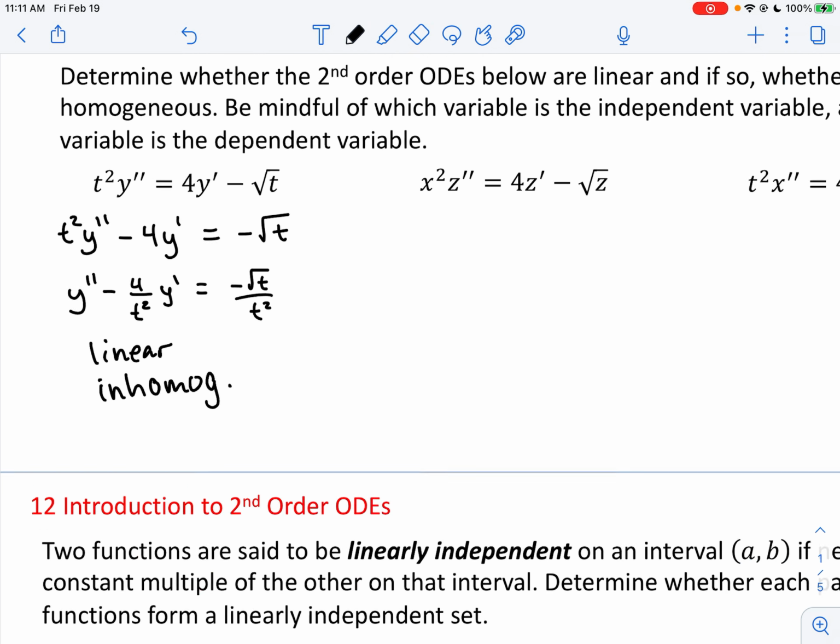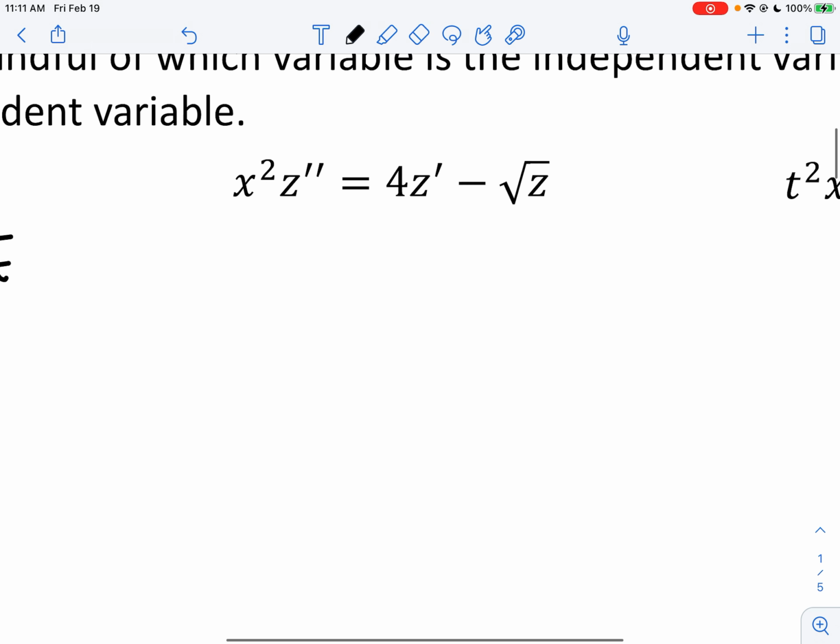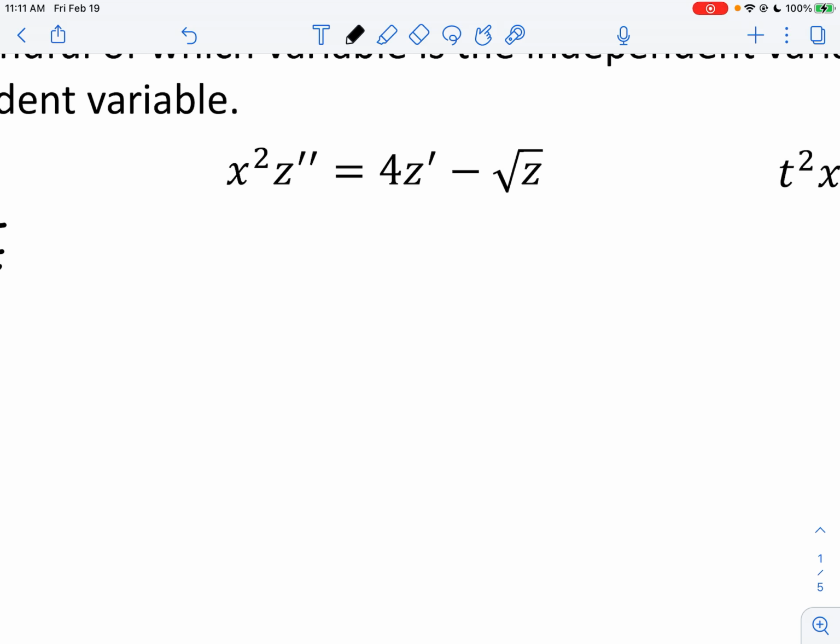I'll just abbreviate it. Let's look at the next one. The dependent variable is z because that has the derivatives. So we're going to assume that the x that I see here is the independent variable. Z is dependent, x is independent. So again, let's get the z double prime, and I cross my z's when I handwrite them. I suggest you do the same, otherwise they start to look like 2's, which is bad.